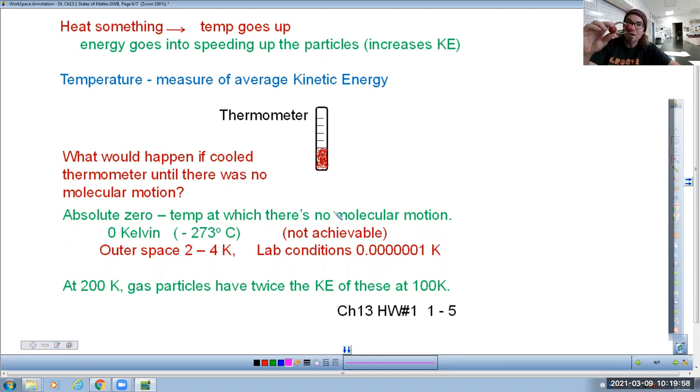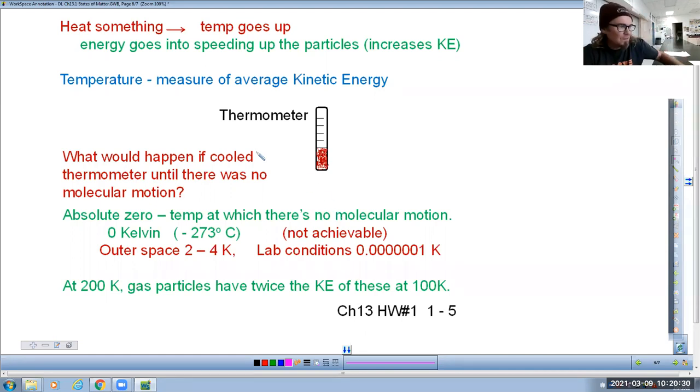So if this particle here is at 1 Kelvin, if you change its temperature to 2 Kelvin, it's going to have double the kinetic energy. If you change it to 3 Kelvin, it's going to have triple the kinetic energy, and so on and so forth. So that's one of the reasons why Kelvin is a better temperature scale. Now, outer space, between 2 and 4 Kelvin. Did you know that we could say that at the time of the Big Bang, outer space at that singularity was at billions of Kelvin?